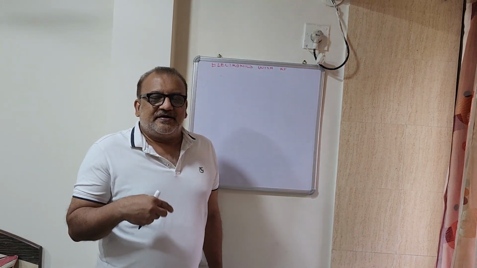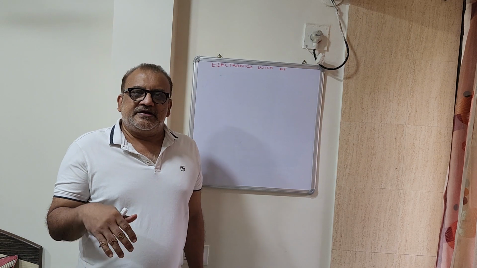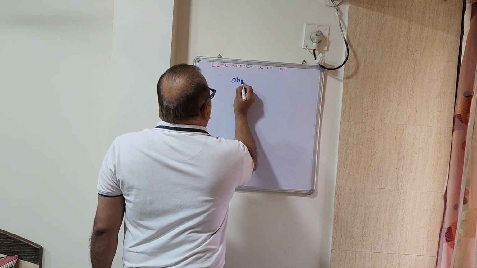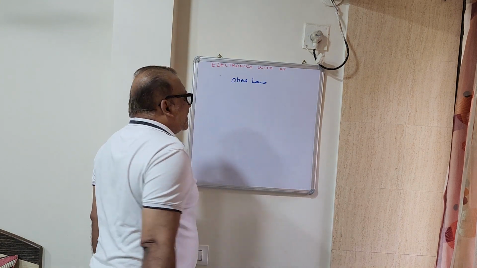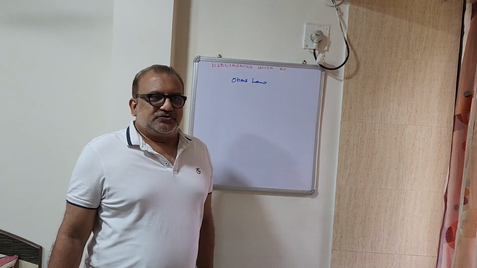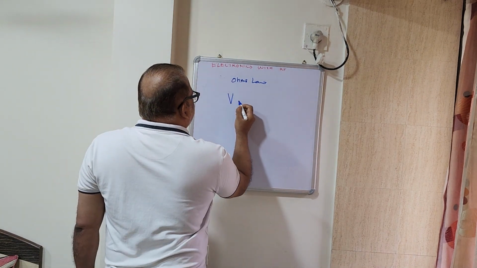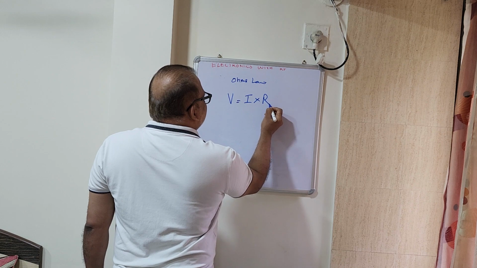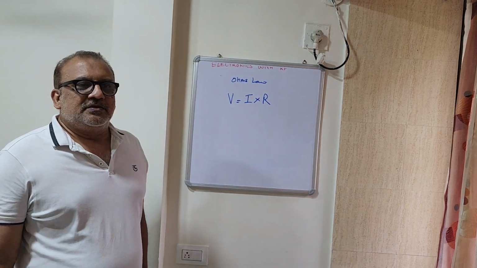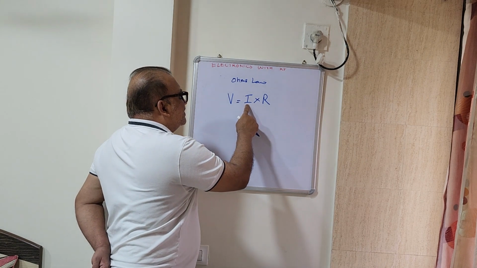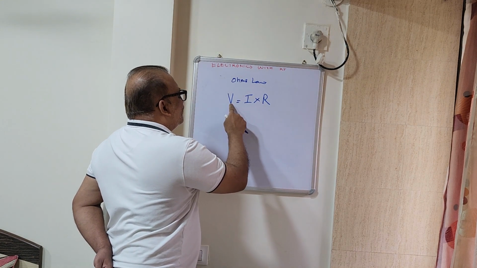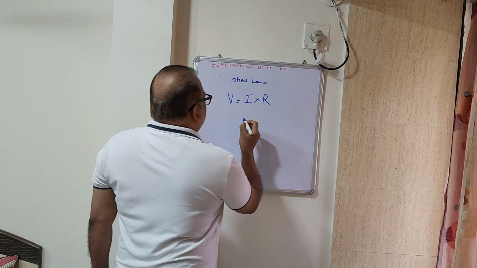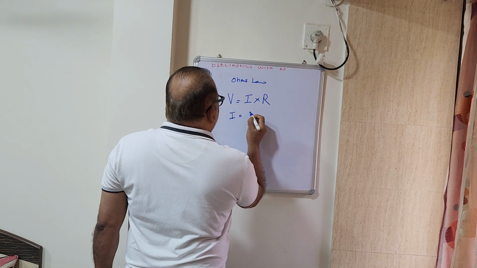So now we have understood voltage, we have understood current, we have understood resistance. Now we come to something that is known as Ohm's law. What does Ohm's law say? Ohm's law says that voltage is equal to current into resistance. So the current flowing through the resistance multiplied by the value of the resistance is equal to the voltage. This is known as Ohm's law, which is very important. Alternately, we can also have I equal to V by R.